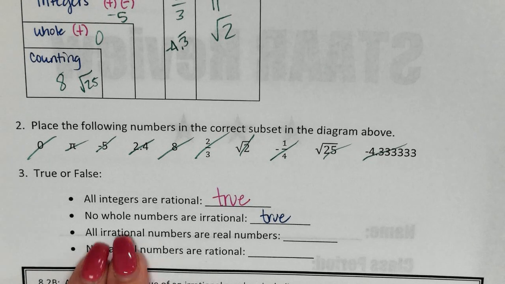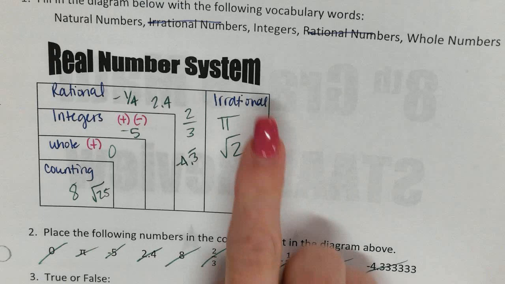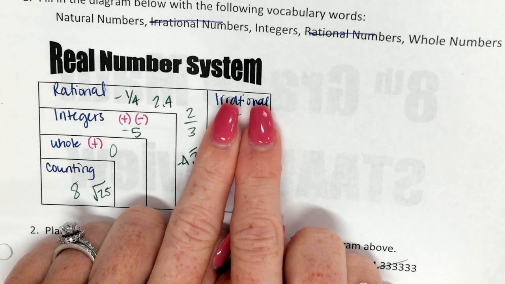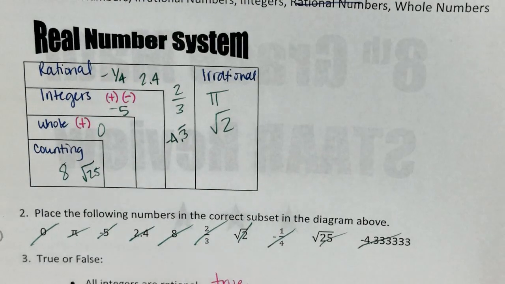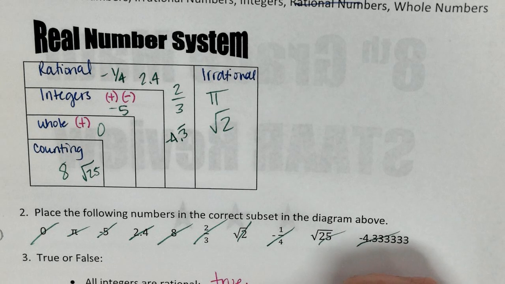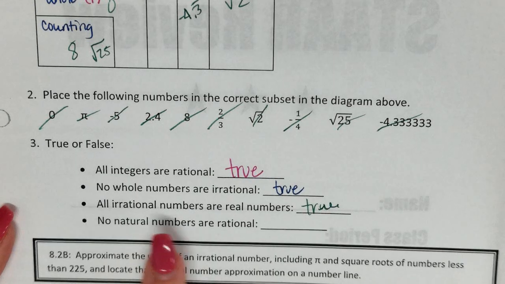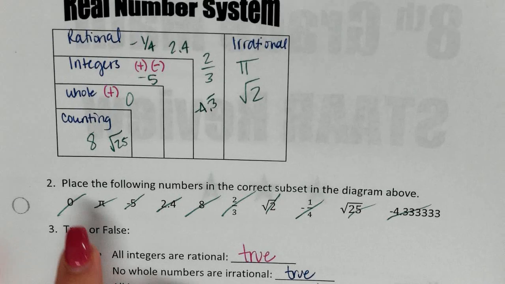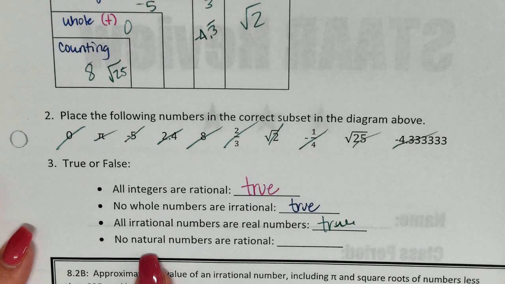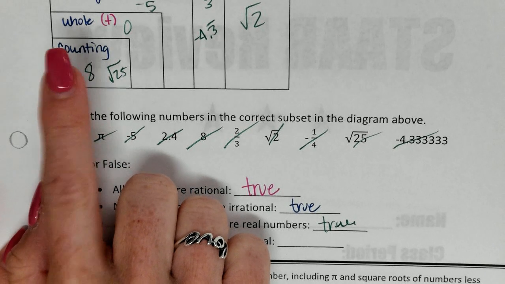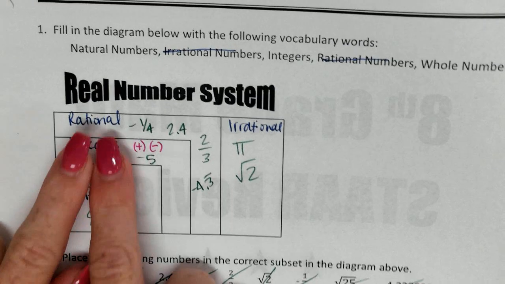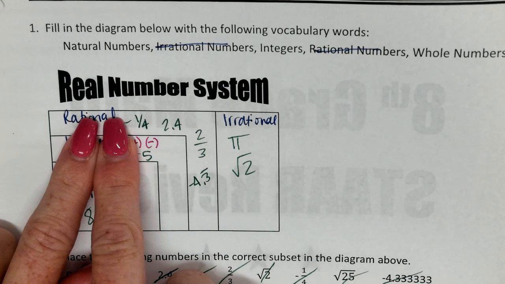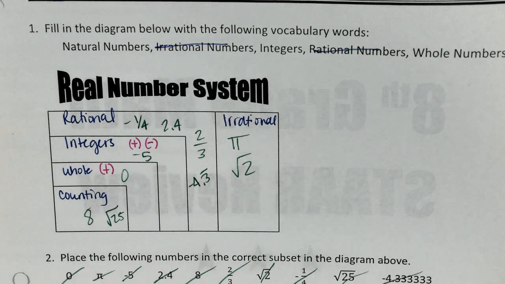All right. All irrational numbers are real. Everybody look. All irrational numbers, are they real? Yes. True. No natural numbers are rational. Well, natural numbers, oh, I meant to put natural right here, but natural are counting. Okay? Natural numbers are rational. Are they rational? Are they on the side of rational? Yes, so that was true as well.